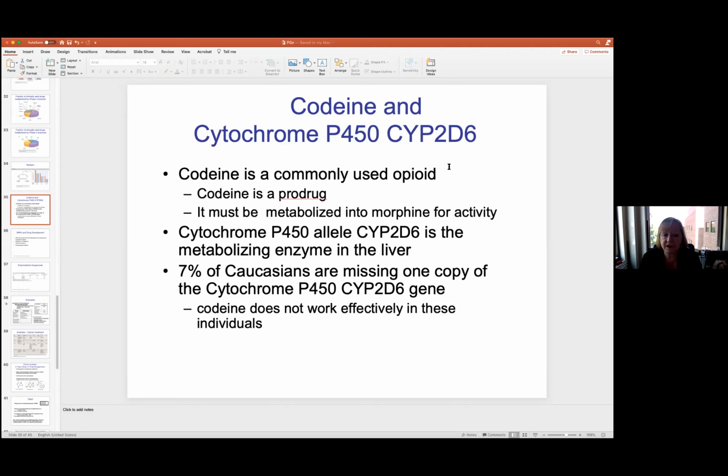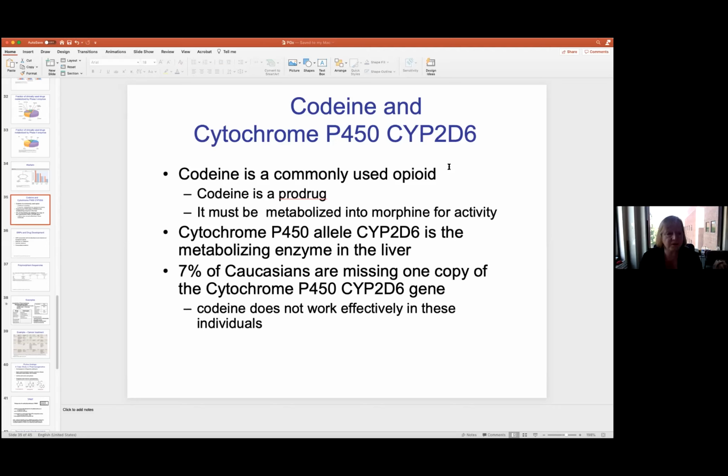So this is a metabolizing enzyme in the liver, and there are a significant proportion of Caucasians missing a copy. So this must have been what happened to mom, and she must have passed that gene down to my brother and sister, because codeine doesn't work for either one of them. Works fine for me, so I'm happy.